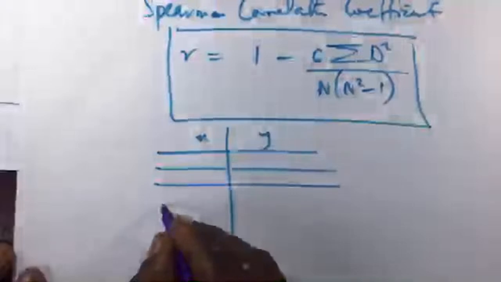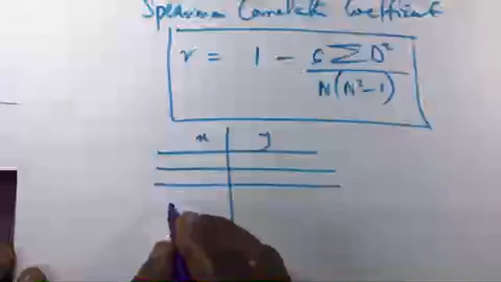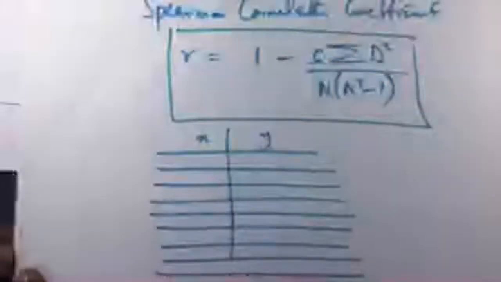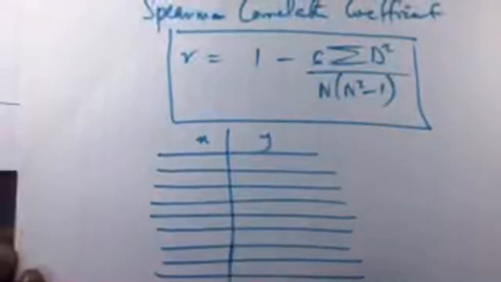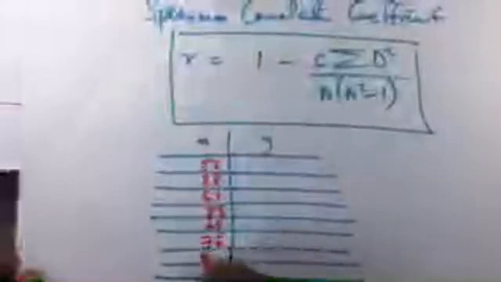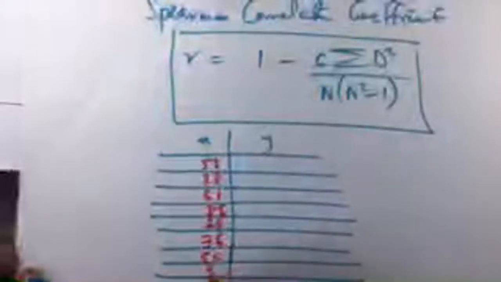I'm going to show you quickly how we rank. So I'm taking 10 values. So let's assume the values given to you are 53, 38, 61, 86, 28, 76, 50, 90, 37, 49 for x.